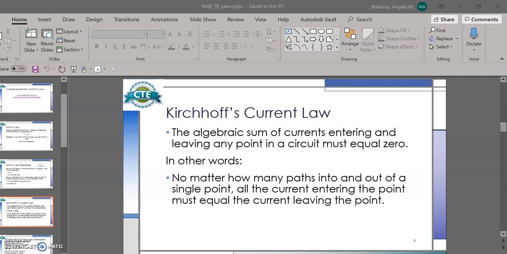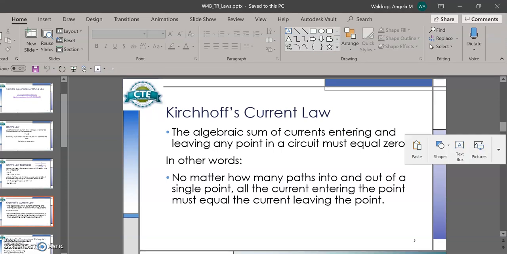must equal zero. So if I have a circuit that branches off into a couple different branches, or if I have a circuit that has a couple different branches that combine, that junction where they basically divert or combine, the current going into that point must equal the current going out of it. So let's look at some pictures or examples that'll help communicate that to you.